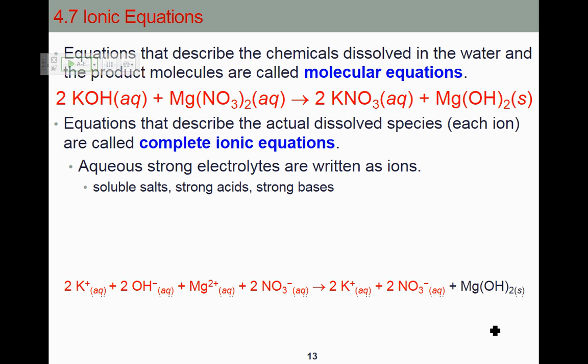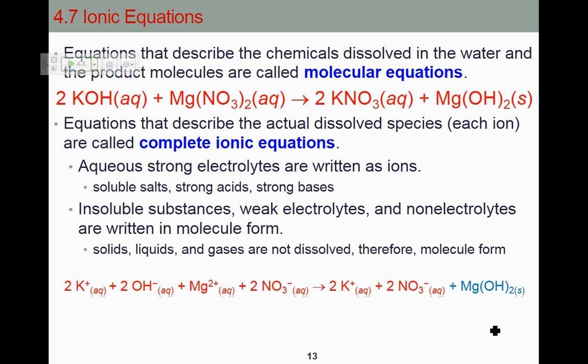So remember, our aqueous strong electrolytes are written as ions: soluble salts, strong acids, and strong bases. But our insoluble substances are written as solid, liquid, or gas. At this point, we haven't talked about liquids or gases, but clearly we'll use an L and a G when we come to that. But right now we have a solid. Because it's not dissolved, it's not an ion.